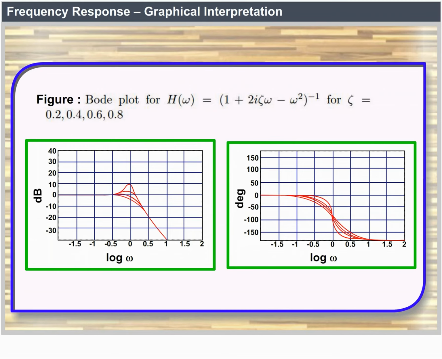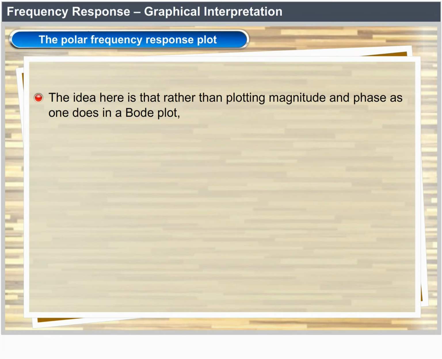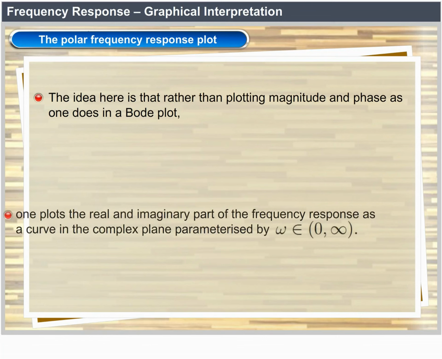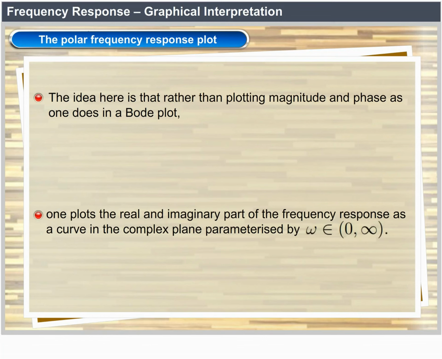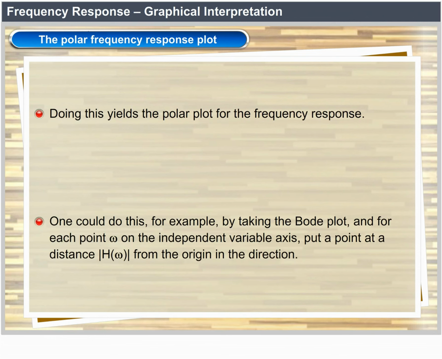The polar frequency response plot. The idea here is that rather than plotting magnitude and phase as one does in a Bode plot, one plots the real and imaginary part of the frequency response as a curve in the complex plane parameterized by omega belonging to 0 to infinity. Doing this yields the polar plot for the frequency response. One could do this, for example, by taking the Bode plot and, for each point omega on the independent variable axis, putting a point at a distance modulus of H of omega from the origin in the direction of the phase.